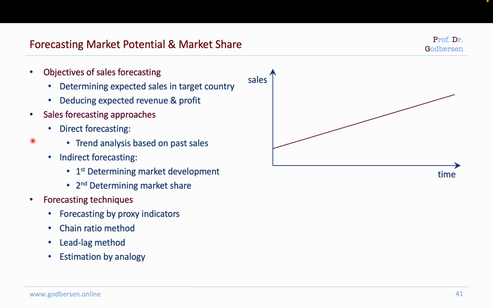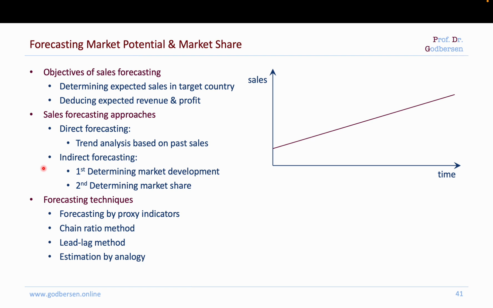You have two approaches, direct forecasting and indirect forecasting. Direct forecasting means you have a trend analysis, and that is based on past trends. So because of the past development of sales, this is how the market will develop. Normally, you need to be already operating in this target market. Thus, if you're not, normally indirect forecasting is the better approach. And you have two steps. You determine the overall market development, and then you determine your market share, or the share that you are likely to gain.